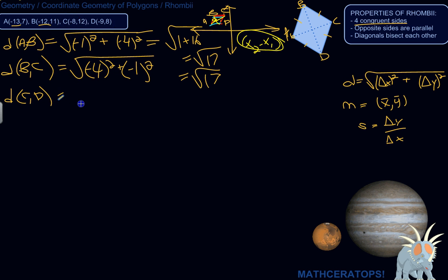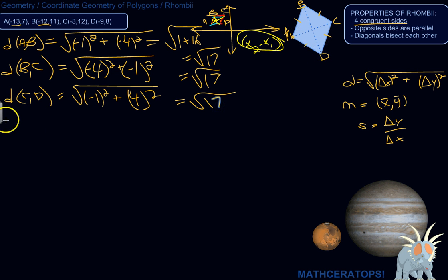Alright, let's find the distance from C to D. So difference in the x's, so negative 8 minus negative 9 is negative 1, and then we have to square that. Difference in the y's, 12 minus 8 is 4. And you can see again, negative 1 squared and then 4 squared is both 1 and 16. So again, we know we're going to get the same thing here. Square root of 17.